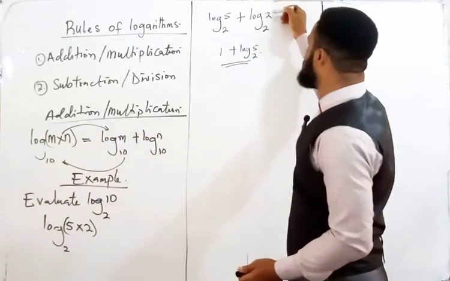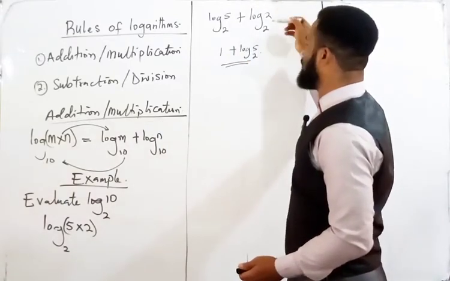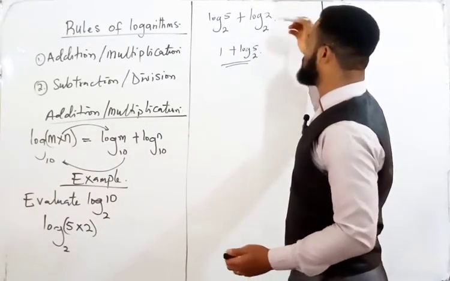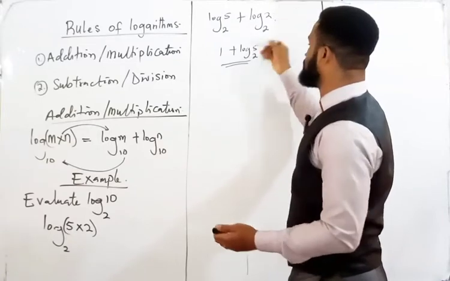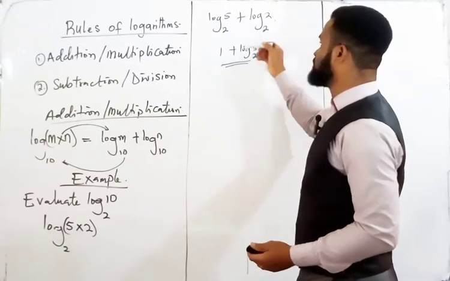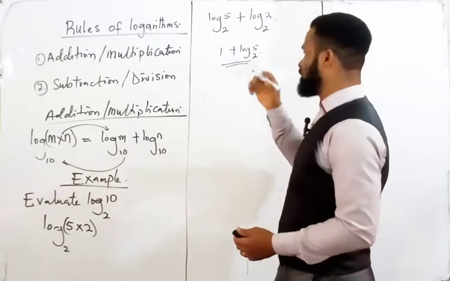Because if I have log a base a, it is 1. Log p base p is 1. Log 2 base 2 is 1. Log anything to its base is 1. That's it. So this is the answer.